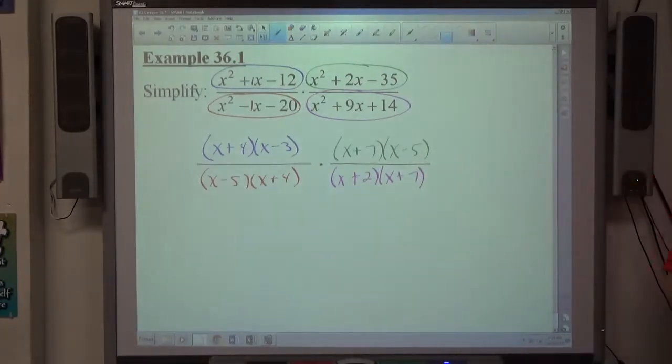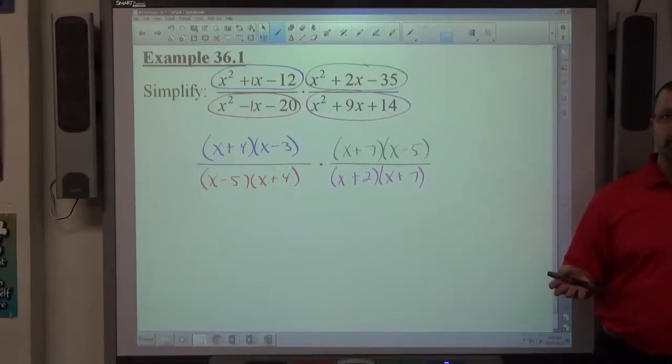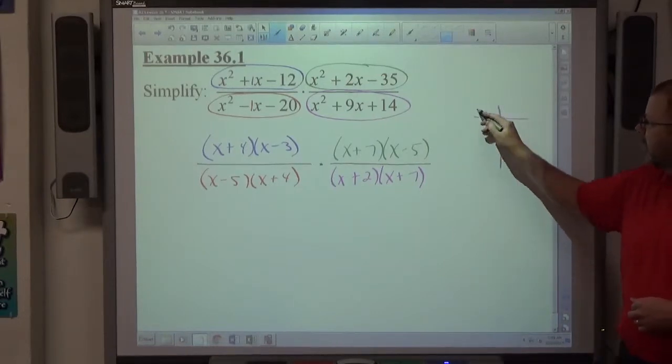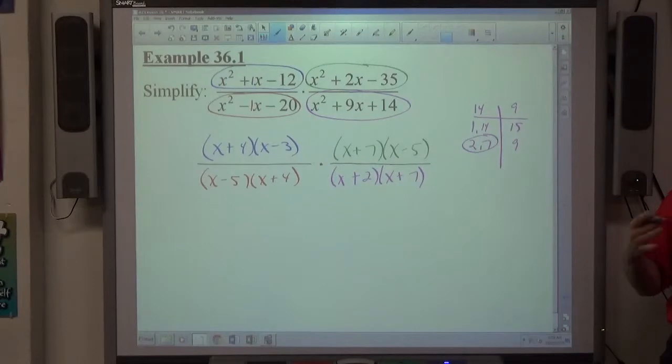Alright, so you factor all four polynomials completely. Each one of those is just the trinomial factoring that hopefully you've gotten to a point where you can do pretty mentally instead of having to do that chart every single time. But if you do hit one that's a little tougher, you can still do one of those factoring charts. So let's see, factors of 14 whose sum is 9. 1 times 14 makes 15, that's wrong. 2 times 7 makes 9, there we go. You can always do a factoring chart if you get stuck.